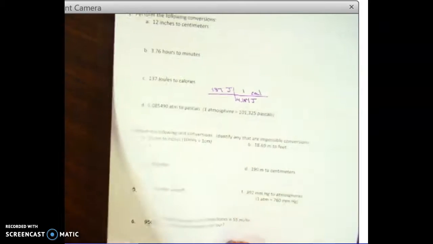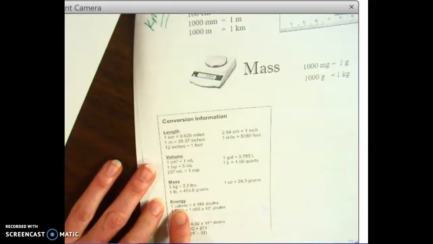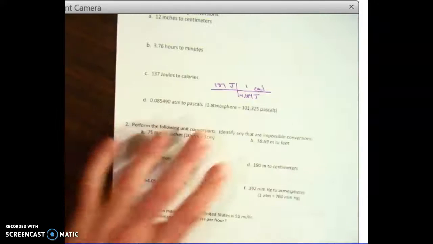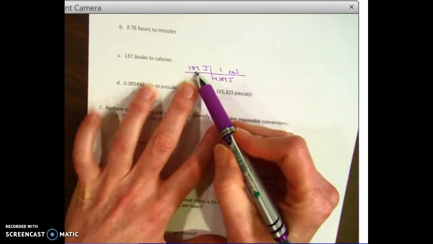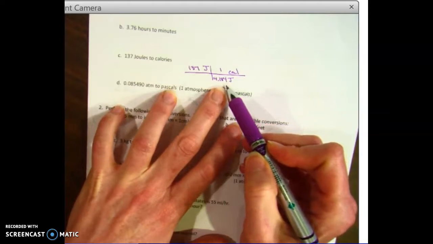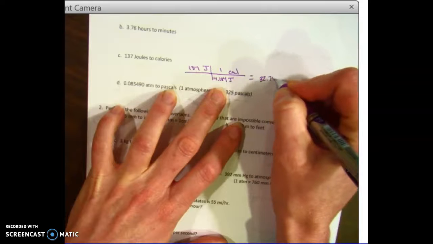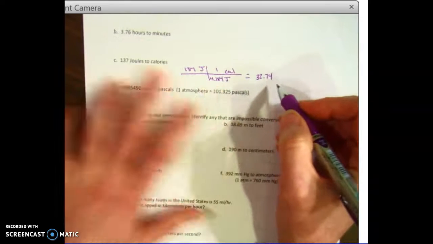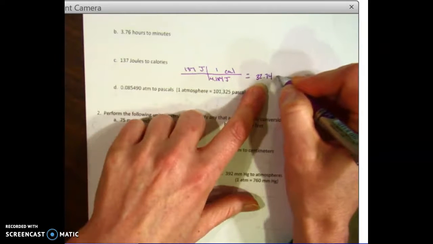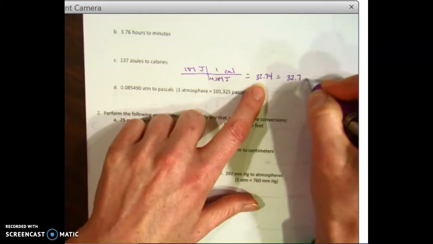I'll actually flip this one over and show you where you can find that. You can find that here on the conversion chart. 1 calorie is 4.184 joules. So now, in your calculator, it would be 137 times 1 divided by 4.184. You should get 32.74, but now you have to look at sig figs. You have 3 sig figs in this number, so the final answer, you need 3 sig figs. It will be 32.7, and the unit now is a calorie.